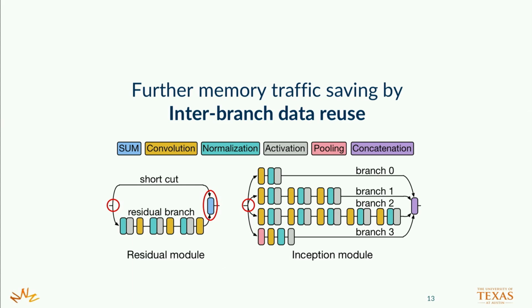And MBS also further saves memory traffic by reusing the data between branches, as modern CNNs have many multi-branch modules, such as the residual module and the inception module. As you can see here, between branches they share the same node, so they would have to fetch their inputs or outputs. Since MBS can serialize the mini-batch, we can easily allocate additional space on chip to store those shared data, so we can remove that traffic and further save off-chip memory traffic.